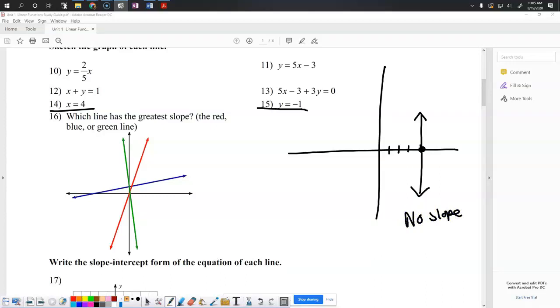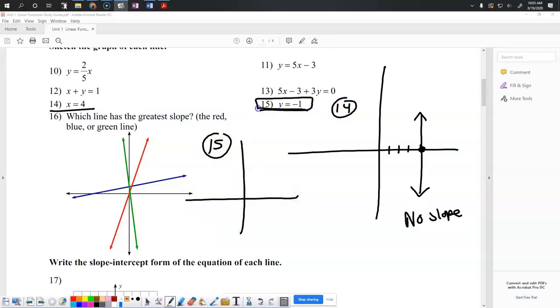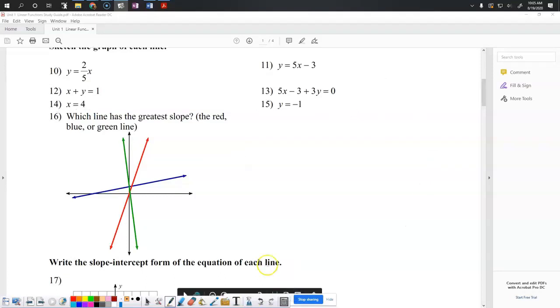For number 15, when you have y equals a number, you're just going to find that number on the y-axis, and you're going to draw a horizontal line through it. And lines like this have a slope of 0. So that's graphing lines.